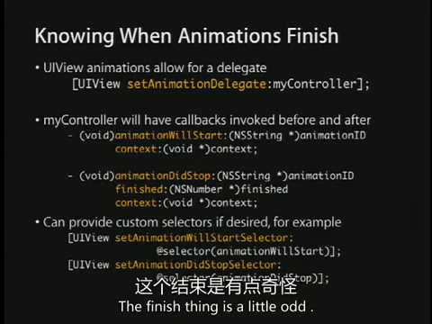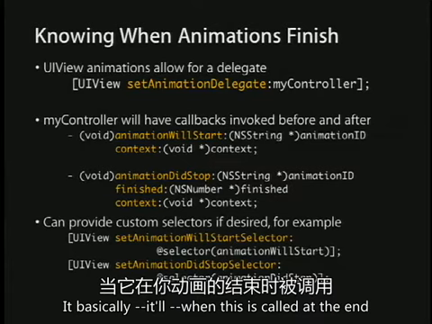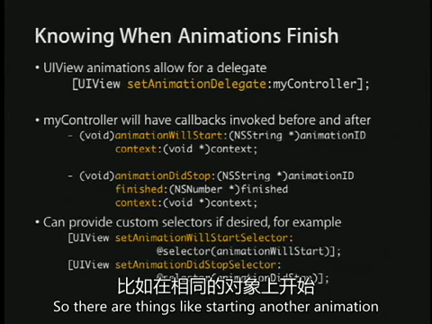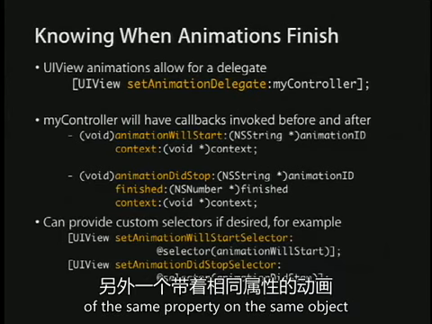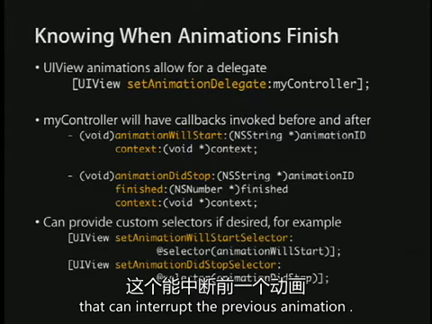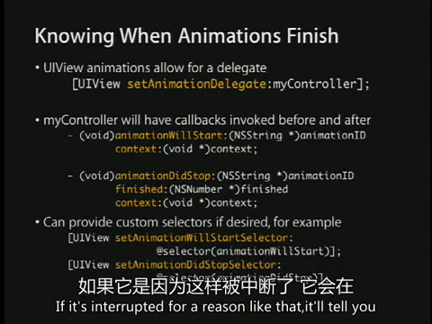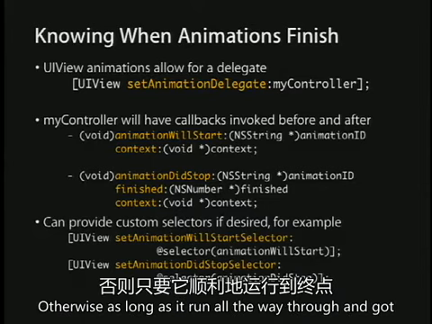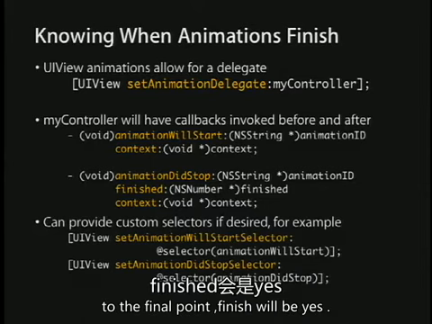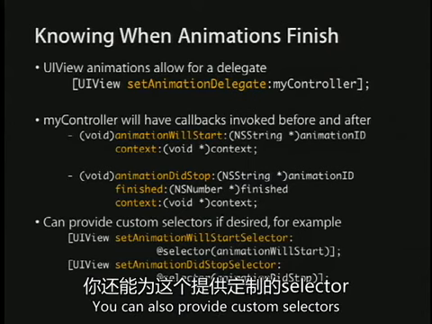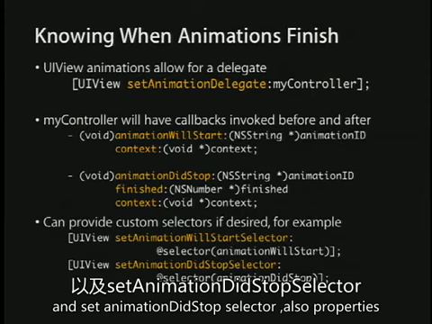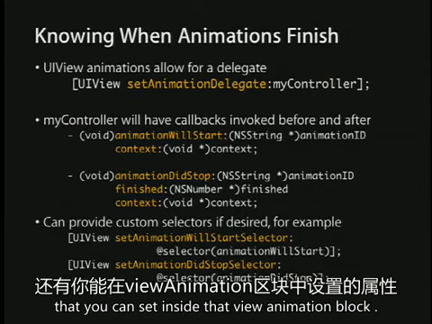The finished thing is a little odd. It basically, when this is called at the end of your animation, it'll tell you whether the animation ran to completion. So there are things like starting another animation of the same property on the same object that can interrupt the previous animation. If it's interrupted for a reason like that, it'll tell you that in the finished argument by saying that it wasn't finished. Otherwise, as long as it ran all the way through and got to the final point, finished will be yes. You can also provide custom selectors for this using the set animation will start selector and set animation did stop selector, also properties that you can set inside of that view animation block.